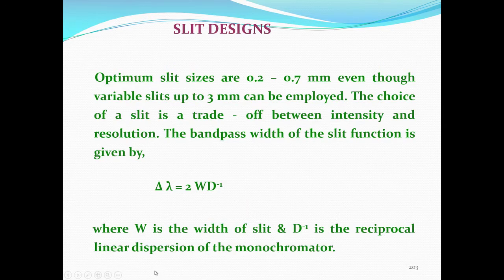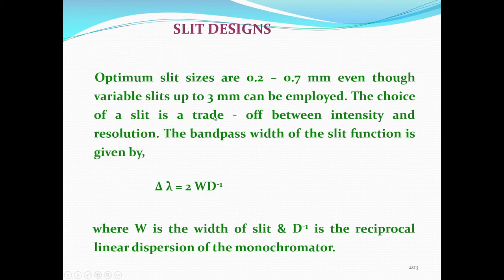So, I take the radiation source on the left side and then put a metal plate so that nothing comes out, and all the radiation that is coming out will be only through the slit. And the slit designs are normally in the form of triangles. So, optimum slit widths are 0.2 to 0.7 millimeters.